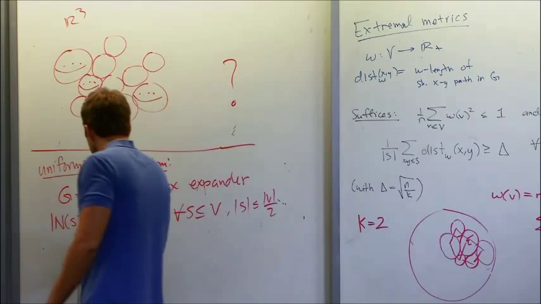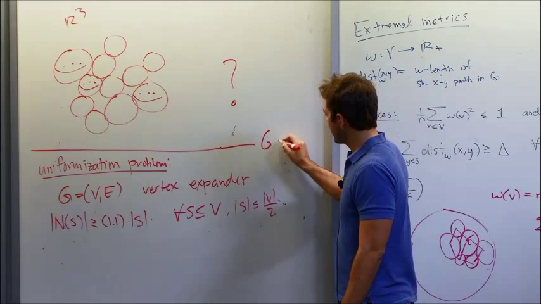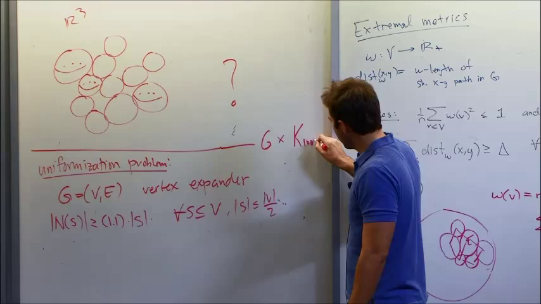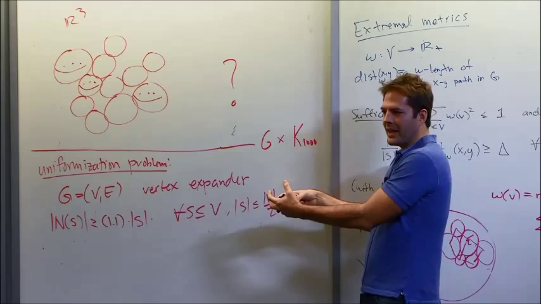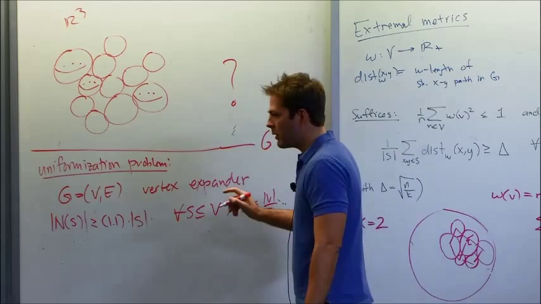So here's my question. This graph could look very bad, because I didn't say anything about the degrees. You can do all kinds of things, like take the product of a graph with some kind of tiny complete graph, which will make it look locally very dense, whereas globally it could be sparse. The actual true nature of the geometry of this graph could be very hidden. So I want to say something about uniformizing it so it's more apparent.